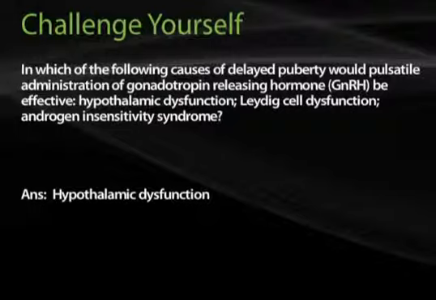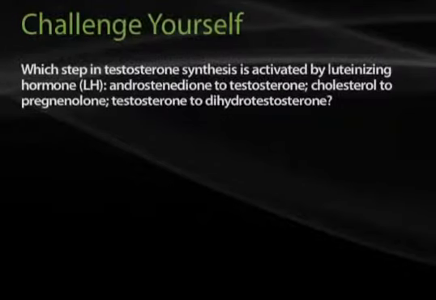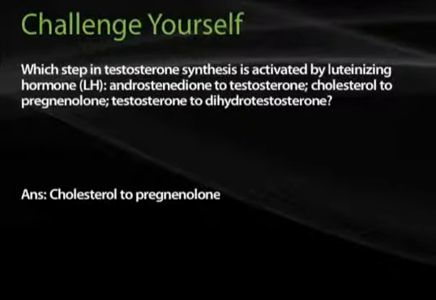Question 2. Which step in testosterone synthesis is activated by luteinizing hormone? Androstenedione to testosterone, cholesterol to pregnenolone, testosterone to DHT. And the answer is cholesterol to pregnenolone. Luteinizing hormone activates the enzyme desmolase, which catabolizes cholesterol into the pregnenolone precursor.